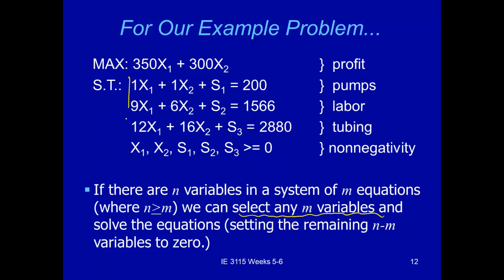We're going to use these 3, okay? After we set X1, X2 to be 0, what's your S1 value? 200, right? And X1, X2, 0. S2 is 1566. These 2, 0. S3 is 28880. That's a feasible solution, right?